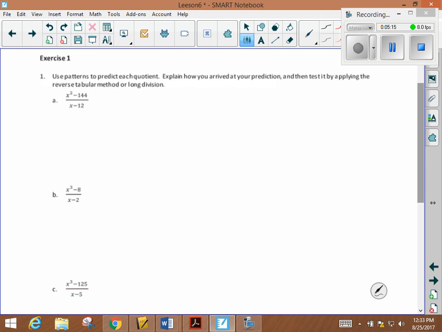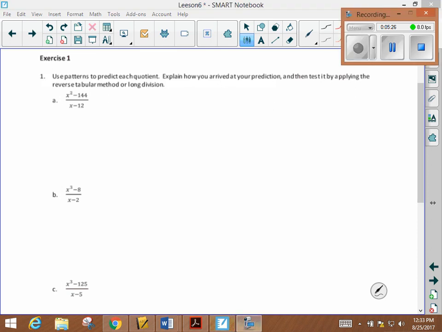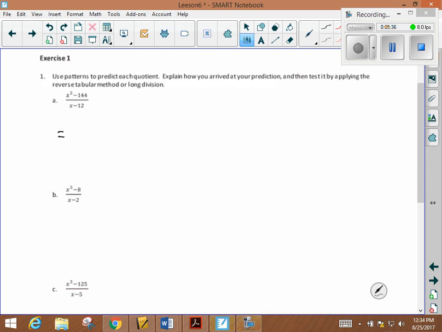Well, here we have some squares, right? In our numerator, we have x squared. And then isn't 144 just 12 squared? So if we were to follow our pattern from before, we should get that this is x plus 12, right?